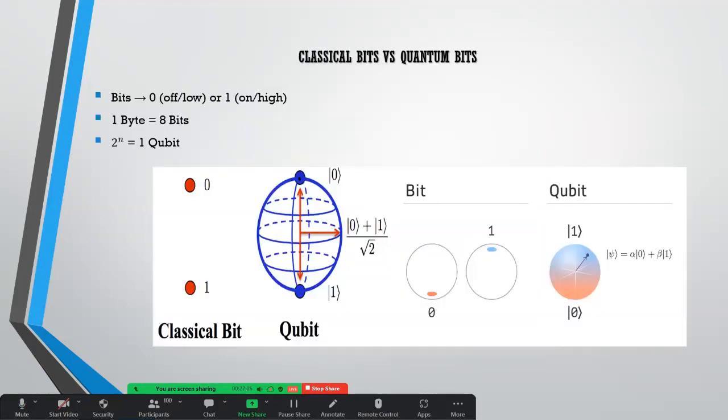Now, before moving on to the quantum computer, first we have to understand the classical bits as well as the quantum bits. The classical computer uses bits, which is 0, which can be termed as off or a low value, or 1, which is known as on or a high value, to represent information logically. Now, a byte is the unit of information storage. So 1 byte is equal to 8 bits.